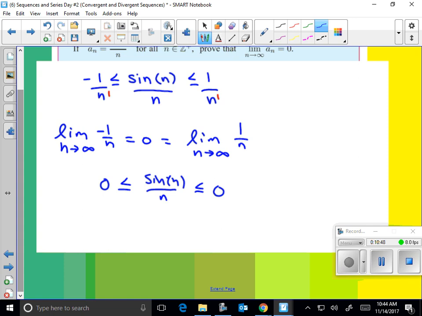Yes, sir? Sine of theta over theta as x approaches 0 is 1. Yeah, as x approaches 0 it is 1. But as it approaches infinity, it goes to 0.